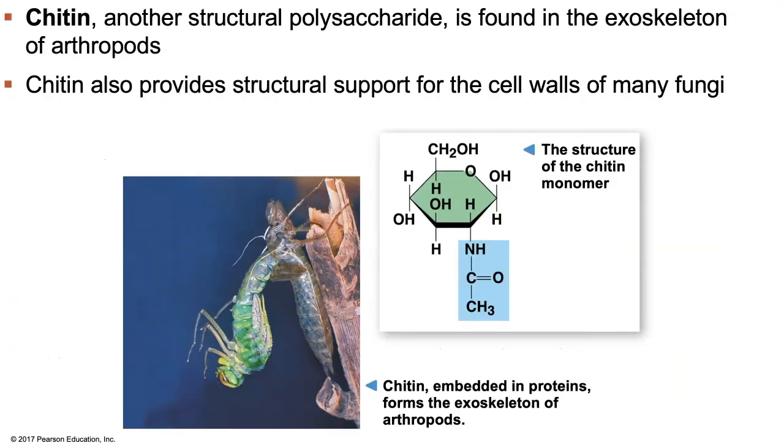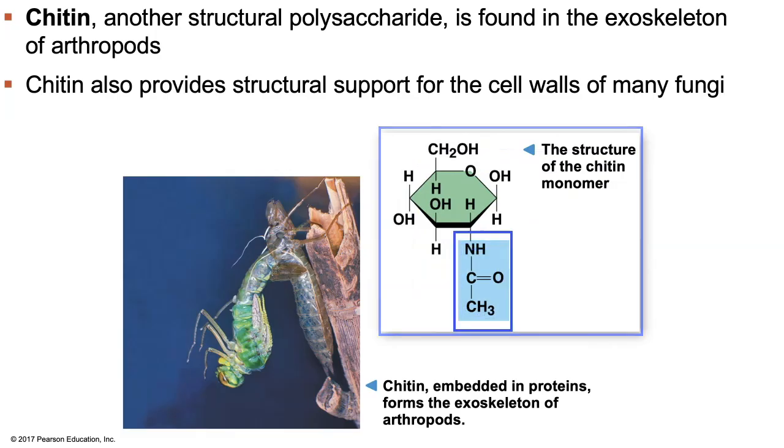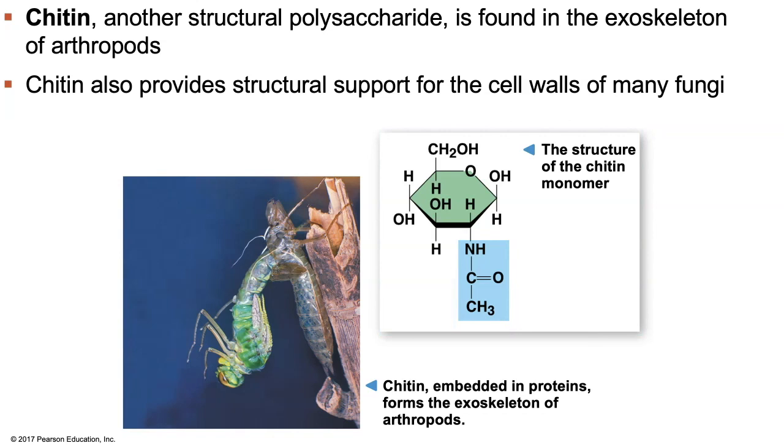The final example of a carbohydrate polymer is called chitin. Chitin is a structural polysaccharide found in the hard exoskeletons of arthropods. The monomer of chitin is pictured here. Just notice that it is a modified version of a glucose monomer. I don't think you would need to know anything beyond that for this class.